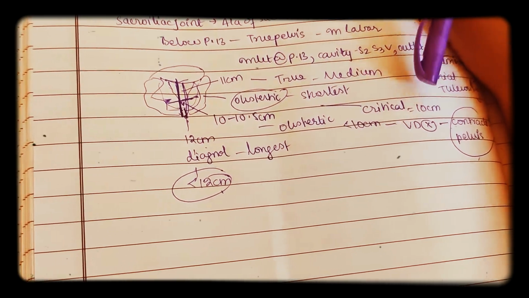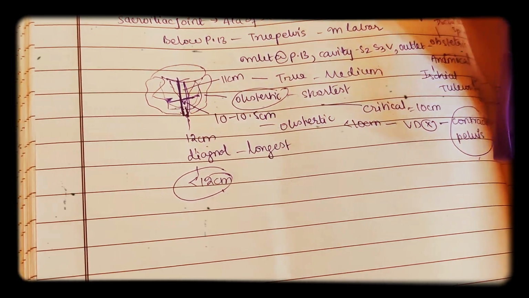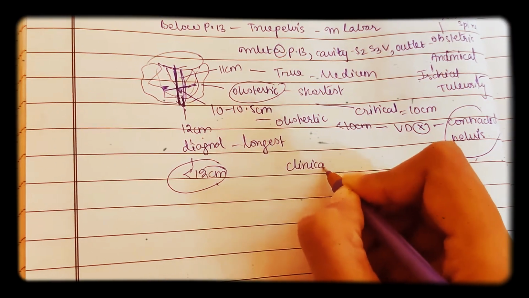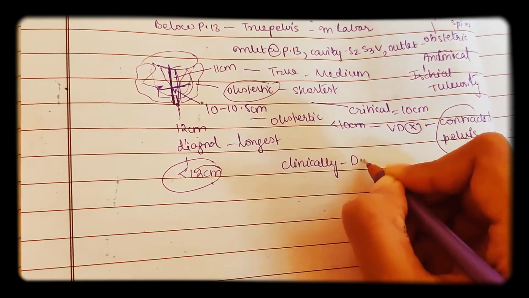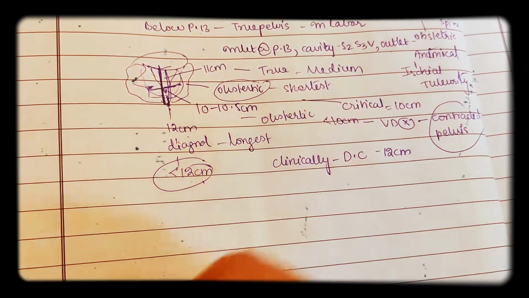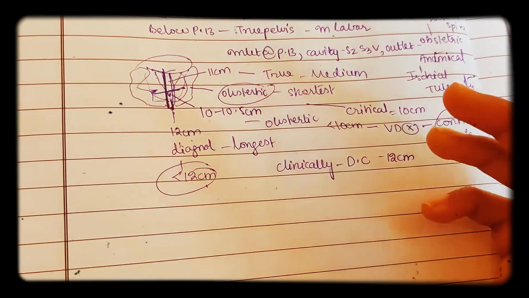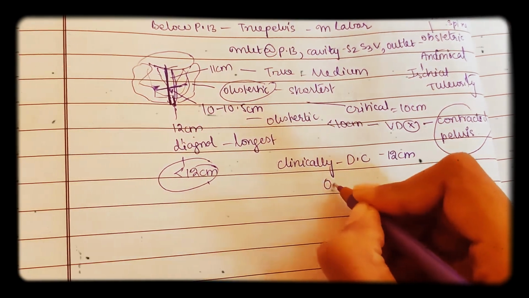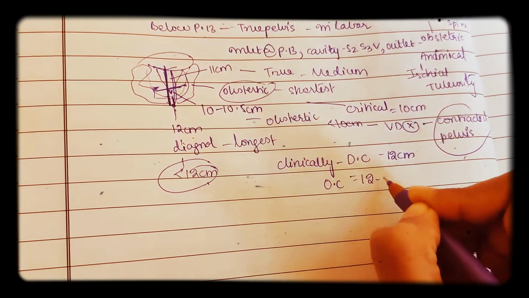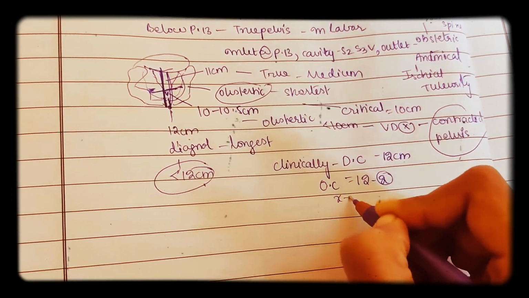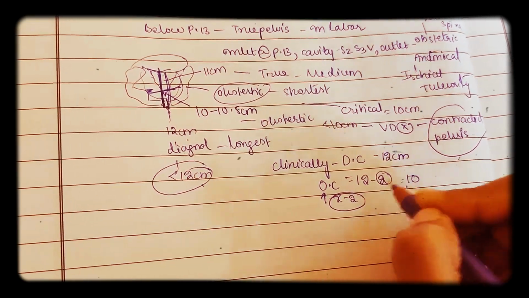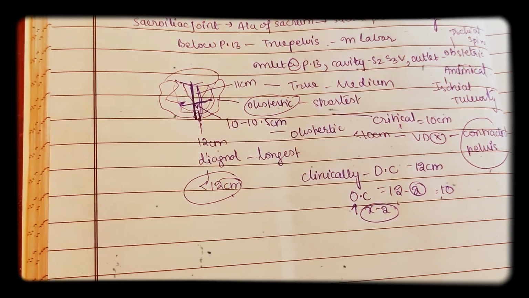Clinically, we measure only the diagonal conjugate. That is very important. So what is the diagonal conjugate? Normally, it is 12 centimeters. Clinically you measure this, but the obstetric conjugate we can't get clinically. So how to find it? You just need to do 12 minus 2. So x minus 2 is the formula for the obstetric conjugate. 12 minus 2 is 10. You will get the obstetric conjugate value like this.